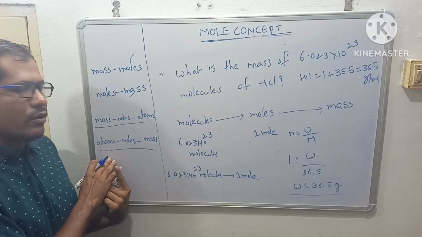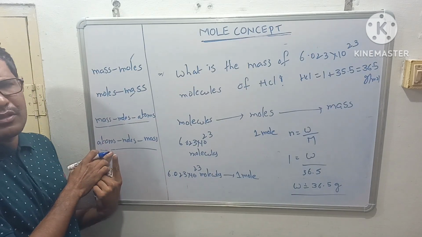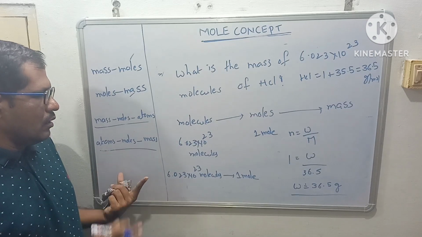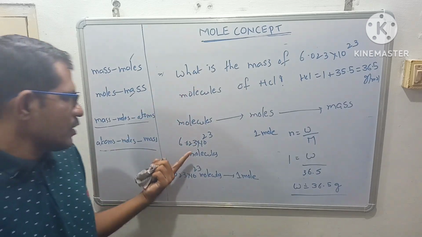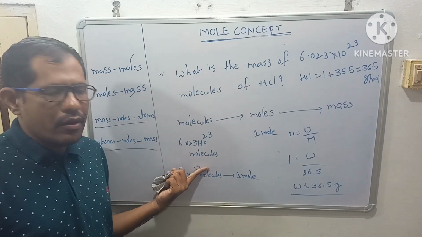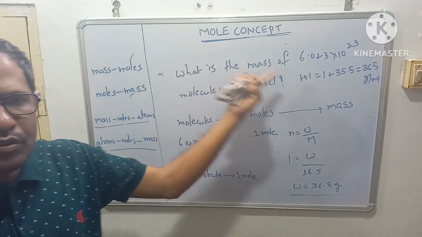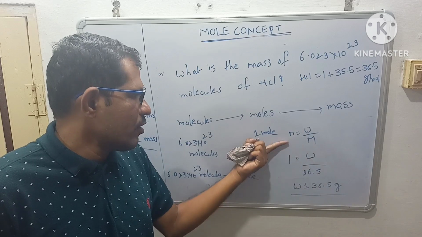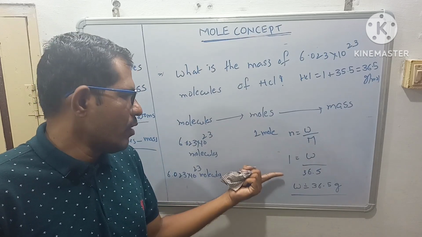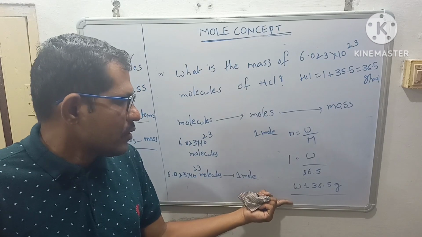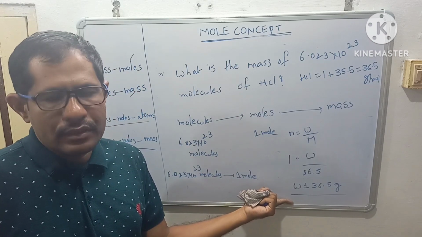I repeat. He has given the molecules, and he asked us to calculate the mass. So he has given 6.023 into 10 power 23 molecules. That means it is 1 mole. Now I need to convert the moles to the mass. For that I have the formula moles equal to weight by molar mass. I am substituting the values. I am getting the weight equal to 36.5 grams.